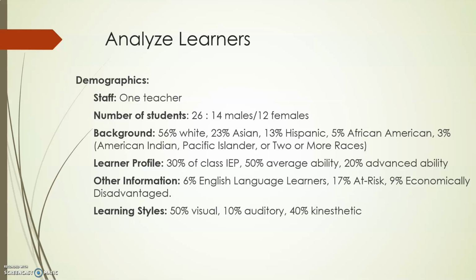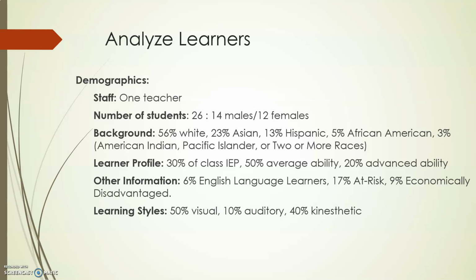The first and most important step of designing a lesson with the ASSURE model is analyzing the learners. So this class that's going to be coming to visit me in the library is a group of 26 students, 1 teacher. There are 14 males, 12 females, various different backgrounds and ethnicities. Their learner profile kind of breaks down. About 50% of the class are average on grade level proficiency and ability. 30% are below grade level and have different IEPs. 20% are above grade level and have some advanced ability.